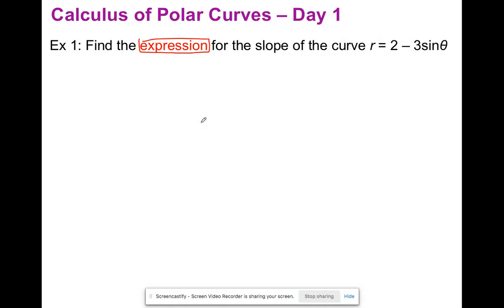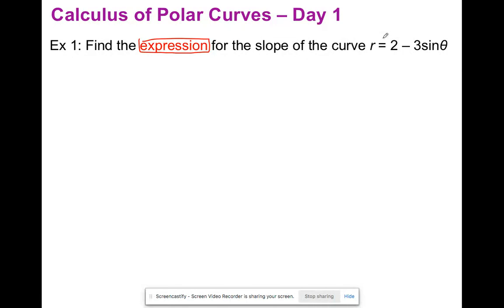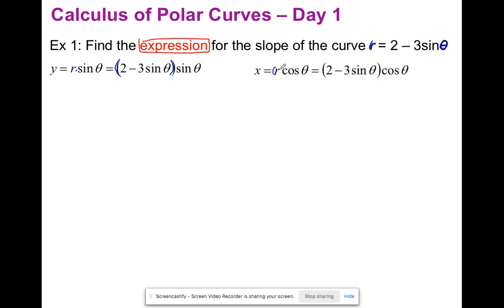So here's my polar curve r. You don't need to recognize what that is on the graph. Nobody's asking you to graph it. You just need to recognize that this is a polar curve, r in terms of theta. You do need to remember that y is r times sine theta, so there's my r. X is equal to r cosine theta, so here's my r times cosine theta.